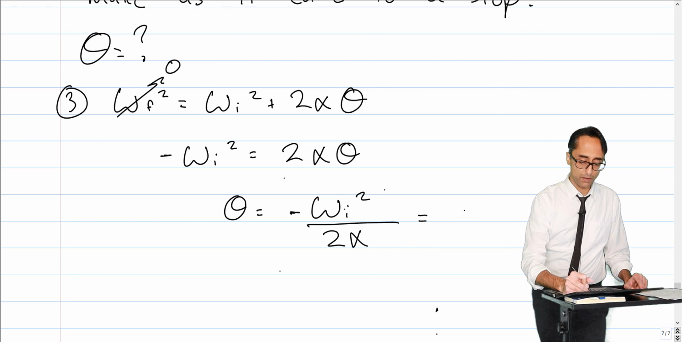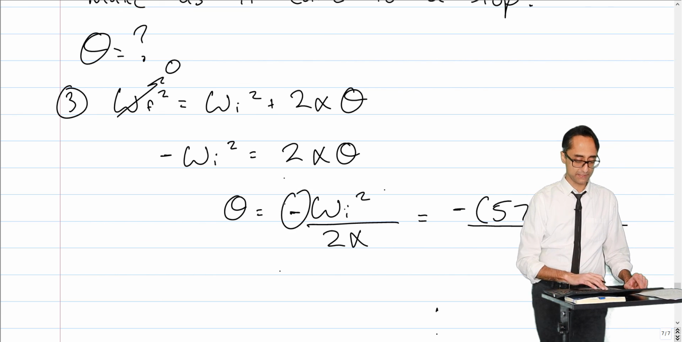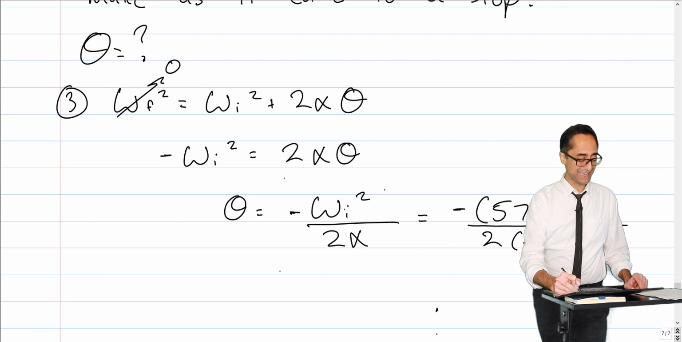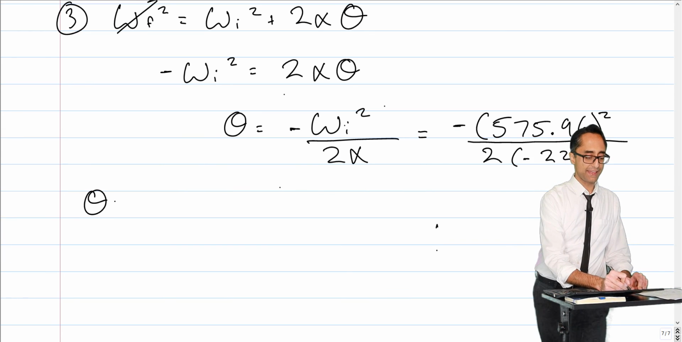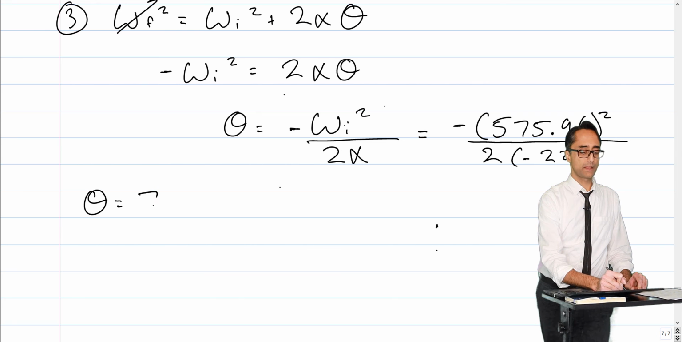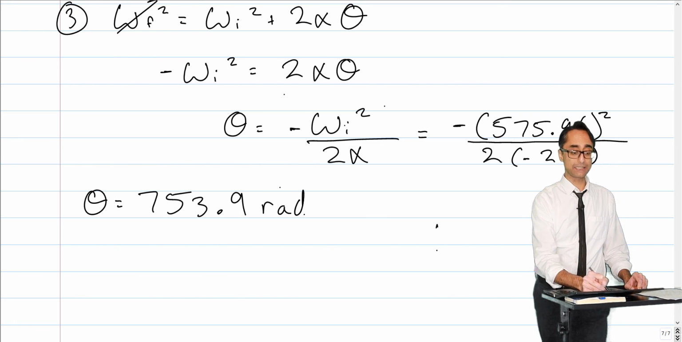All right, this is how I'll finish the problem off. I'll take my initial velocity in radians per second and square it. The negative stays outside. That's key for these sorts of problems. The negative was already here. It stays outside. Omega initial was a positive value. Times 2 times my negative 220. Throwing that into my calculator, I'll end up with a theta of 753.9 radians. That's a pretty big number.